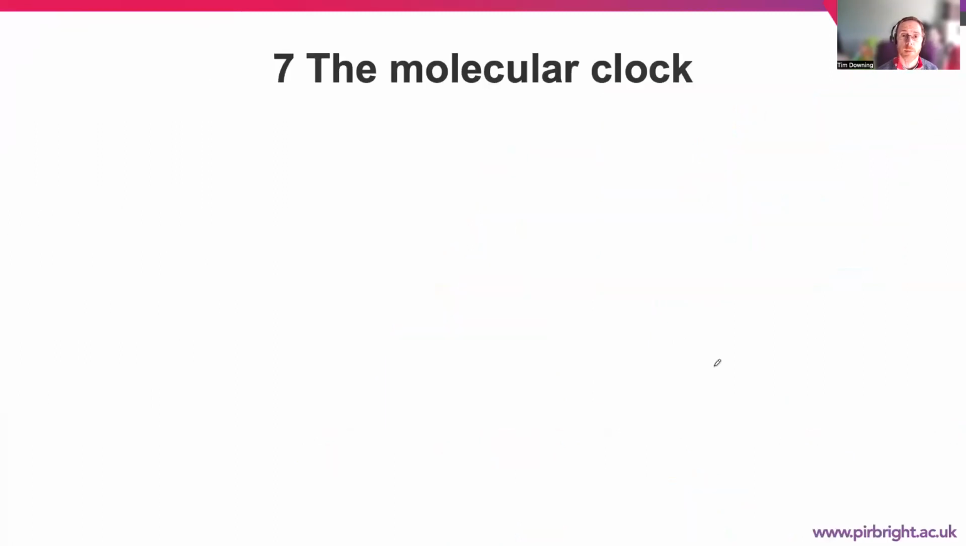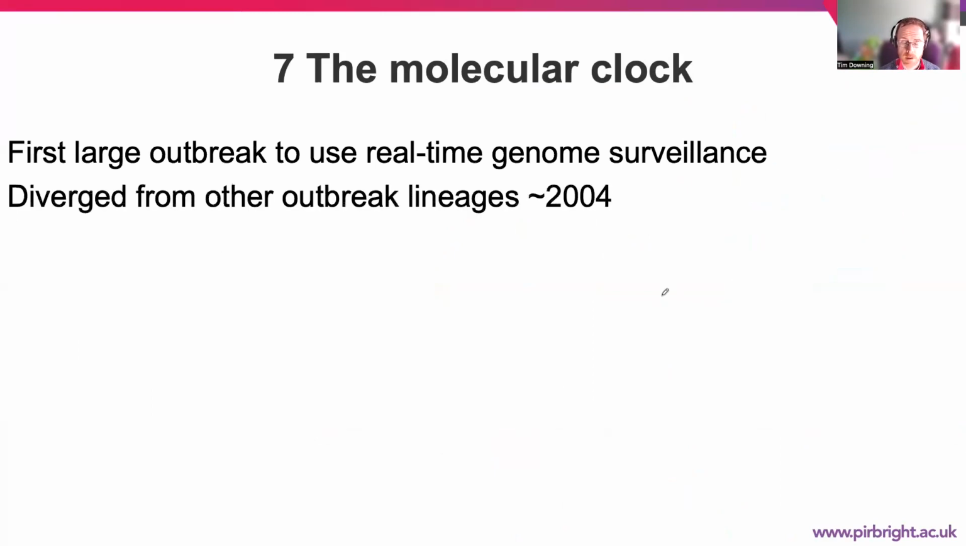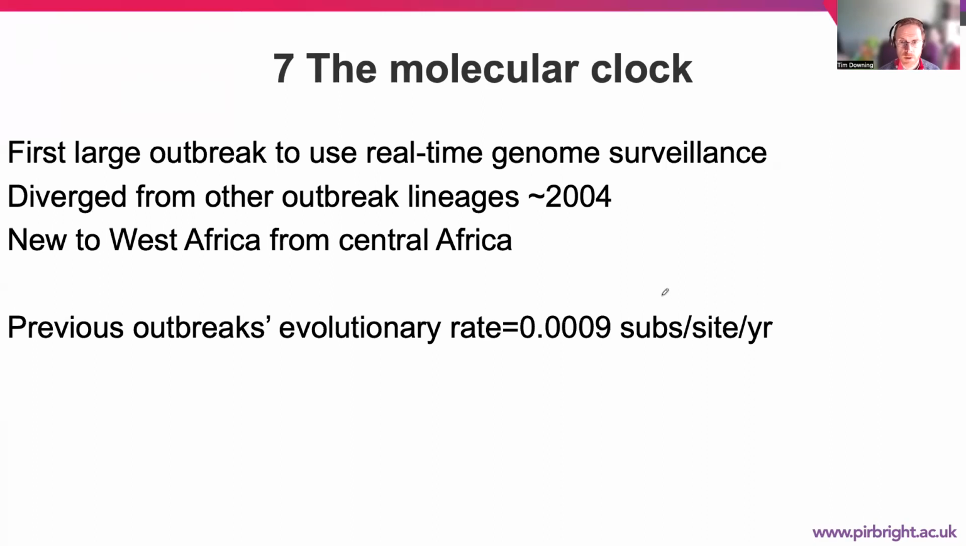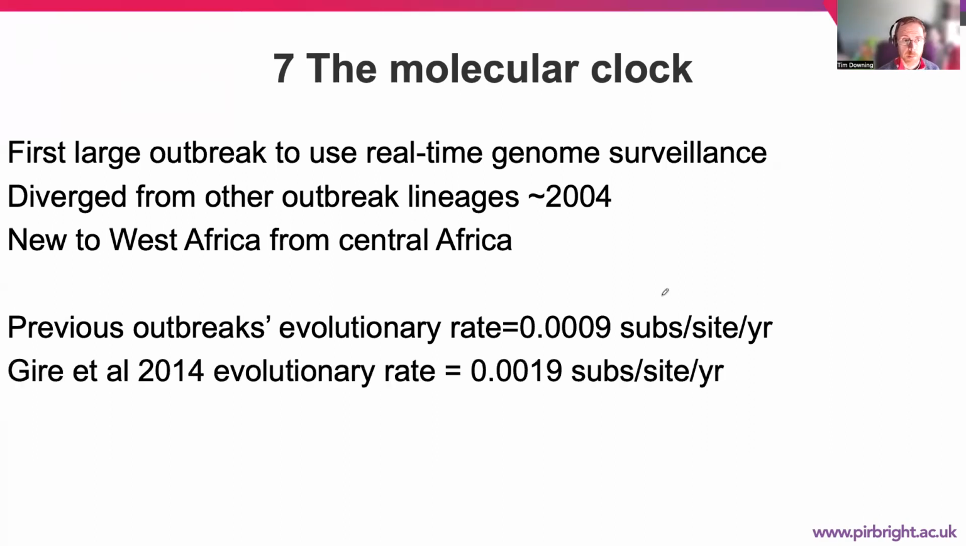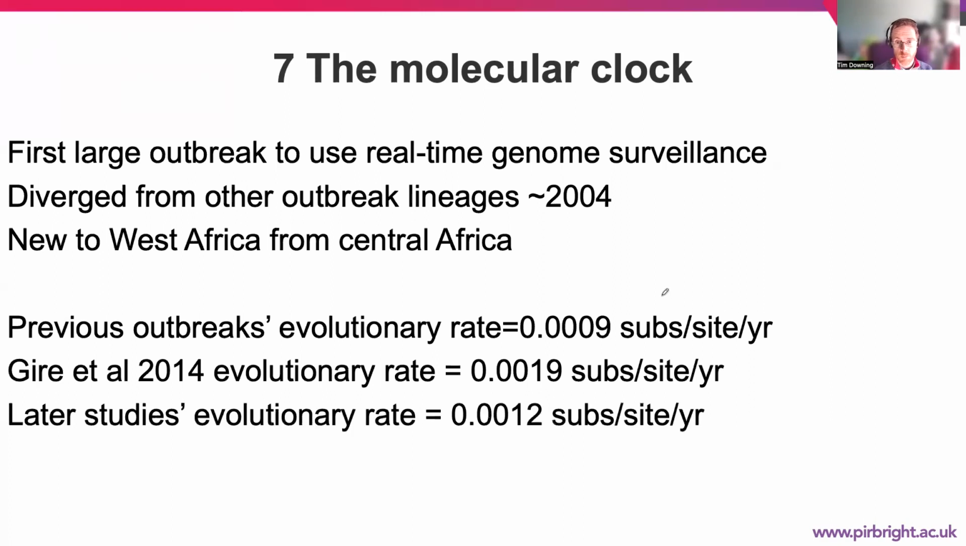So this Ebola epidemic from 2013 to 2016 was the first one to use real-time genomic surveillance. It has common ancestry with the other lineages going back to 2004. It spread from Central Africa to West Africa. It had a faster substitution rate compared to previous outbreaks. The Gire et al. estimate was too high. We know that the true rate was actually 1.2 substitutions per kb per year. And we might see that as selection is effective over time, this will fall slightly towards this rate here.